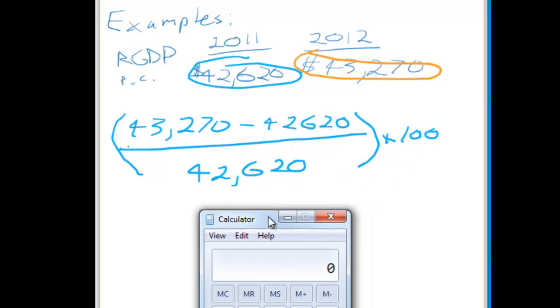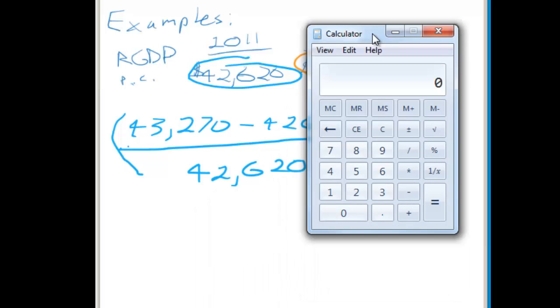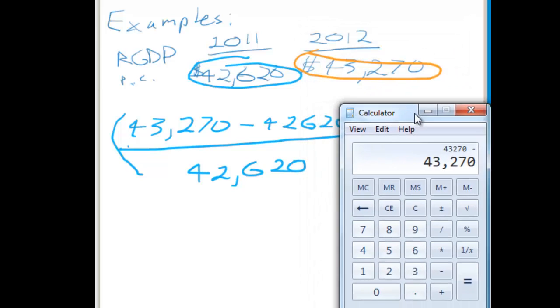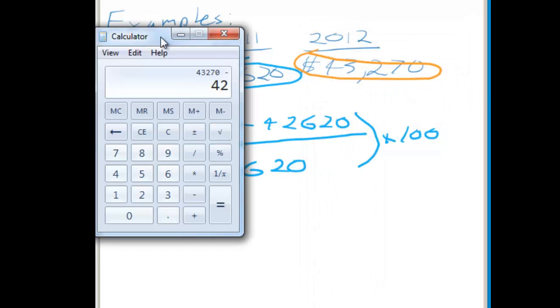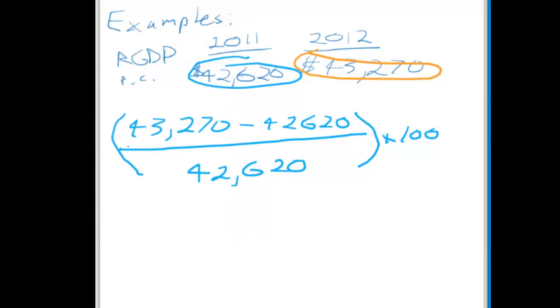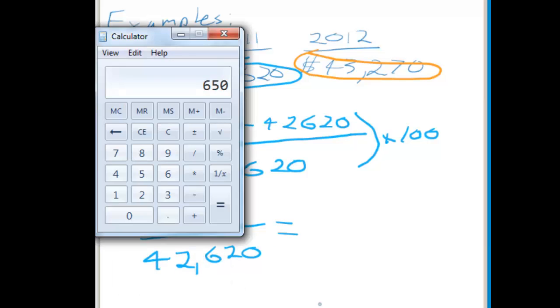Don't be shy if you need to bring up a calculator here. 43,270 minus, what's my other number here? 42,620 is 650. So my simplified result here is going to be 650 divided by 42,620. And we'll do the math on that.